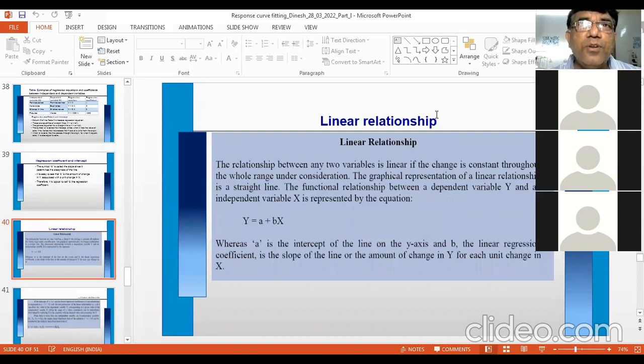and b is the linear regression coefficient. You can simply call it regression coefficient or you can put the word linear regression coefficient, like in the case of correlation coefficient, you can also write correlation coefficient or linear correlation coefficient. It is the slope of the line. b is the slope of the line, or the amount of change in y for each unit change in x.